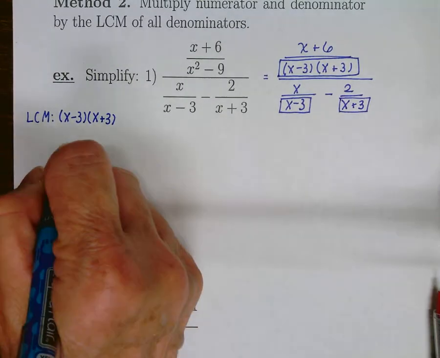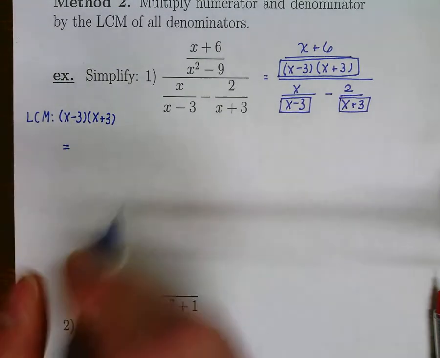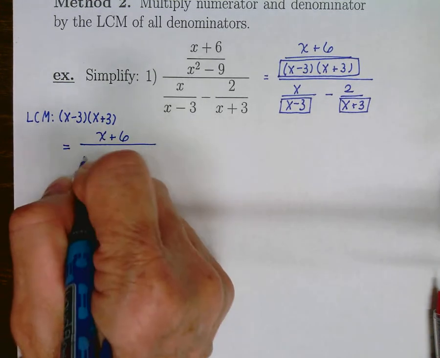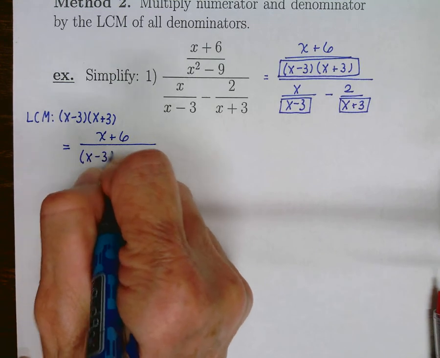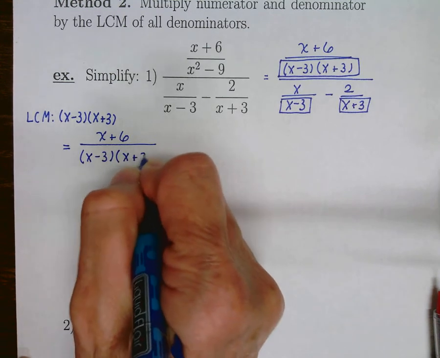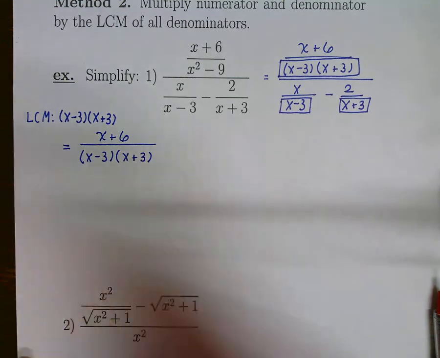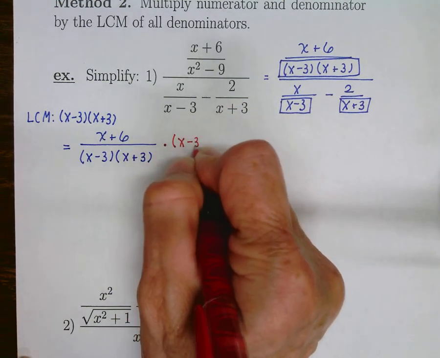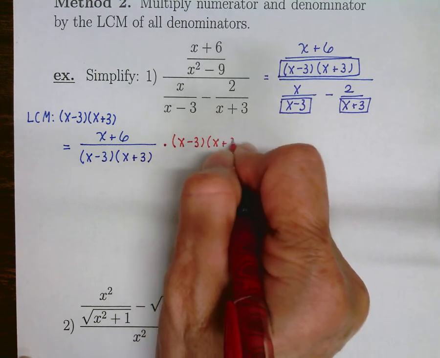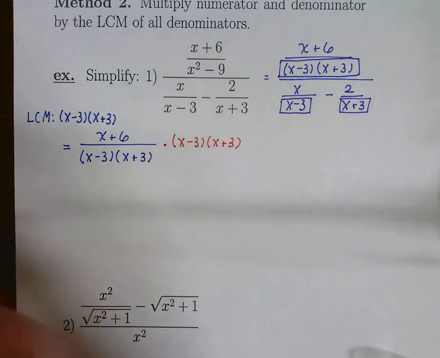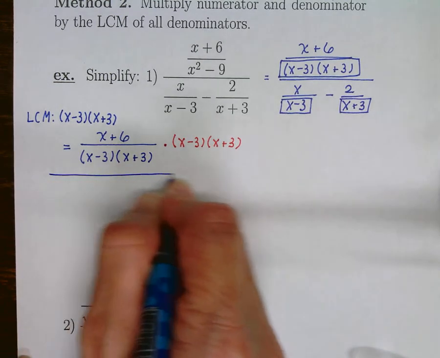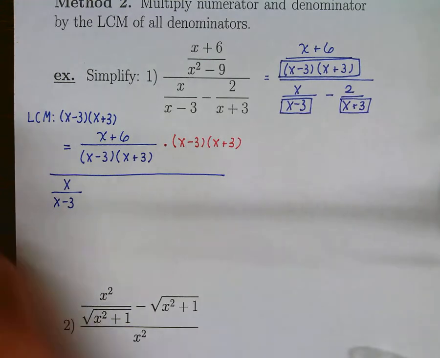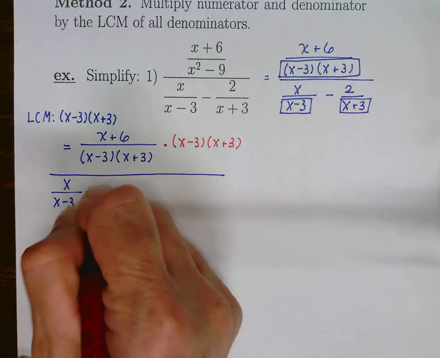All right, so what do we do? We take our original fractions, and we multiply each term by that least common multiple. Now I have to do that to each term in order to keep the fraction equivalent to what I started with. So you have to be sure to multiply each individual term by that least common multiple.